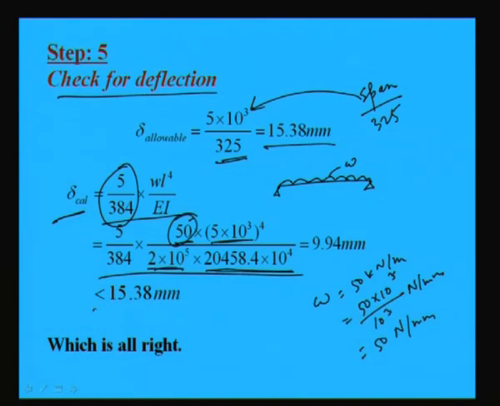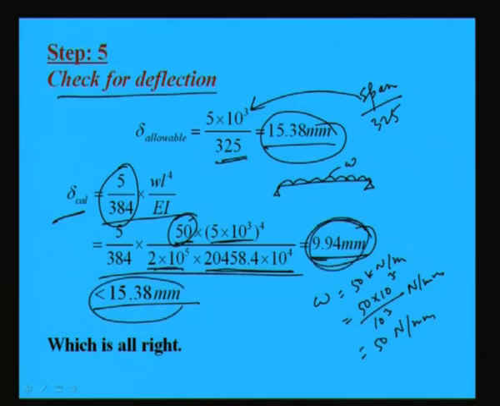So, in this way we can find out the deflection which is coming due to the certain boundary conditions and the load, which is coming 9.94 millimeter. So, the deflection with the load is coming 9.94 millimeter and the allowable deflection is 15.38 millimeter. So, the calculated or developed deflection is less than the allowable deflection.